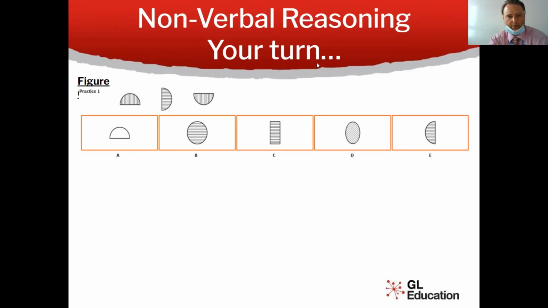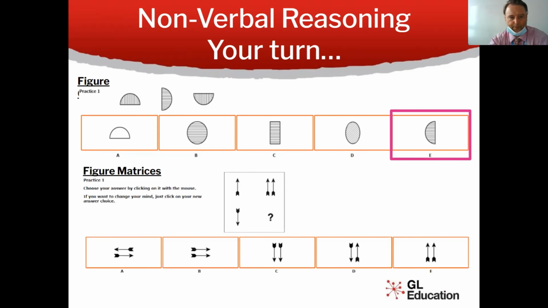They are presented with 3 shapes, if you can see at the top next to the word figure, and they have to work out which shape will be next. And of course, it is E, semicircle, and that is the next logical sequence. So again, non-verbal reasoning, this helps us understand the pupil's ability if you take language out of the equation.